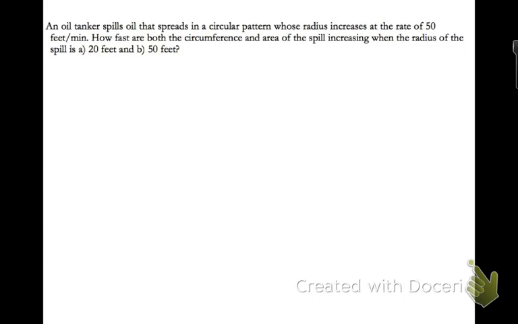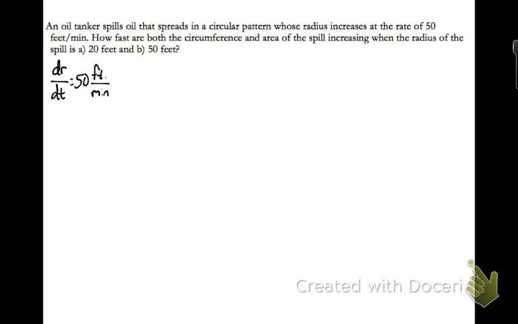In this problem we have an oil tanker that spilled oil in a circular pattern, and the radius of the circle is increasing at the rate of 50 feet per minute. So this means that dr/dt equals 50 feet per minute.